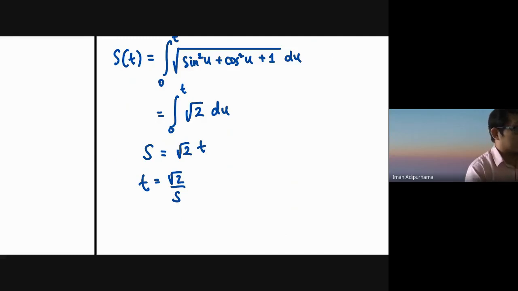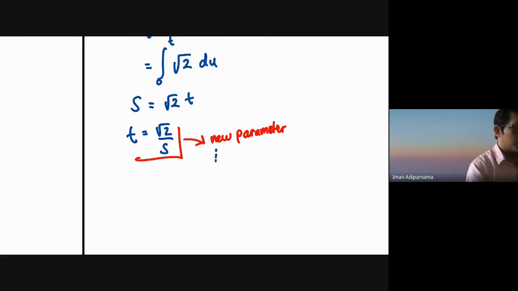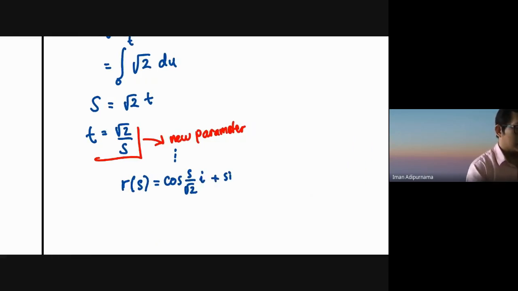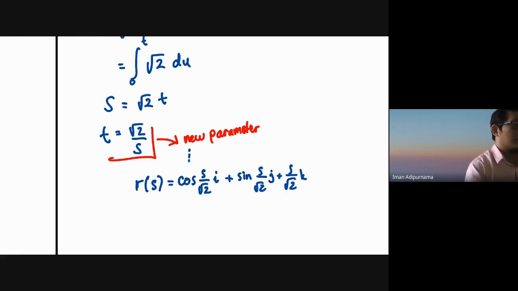So we can reparameterize. Okay, so this is our new parameter. We say this is our new parameter. And we can write down a new parameter s: cos of s over square root of 2 i plus sine of s over square root of 2 j plus s over square root of 2 k. Okay.